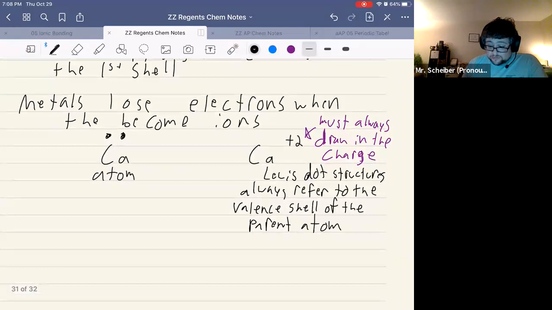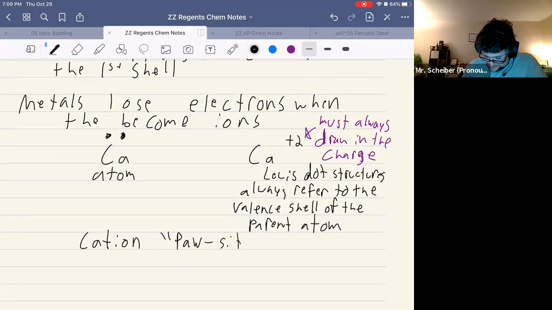Now, some new vocab. We call positive ions cations. Why or how do you remember? It's because it is positive, like a cat. Meow. It's positive, so it's a cation. So all positive ions are called cations, okay?